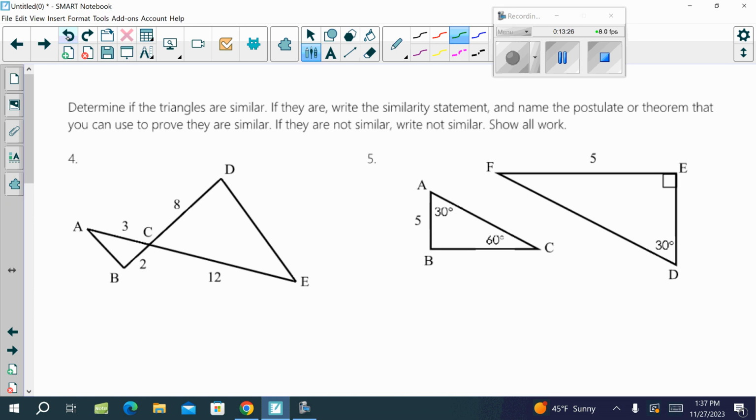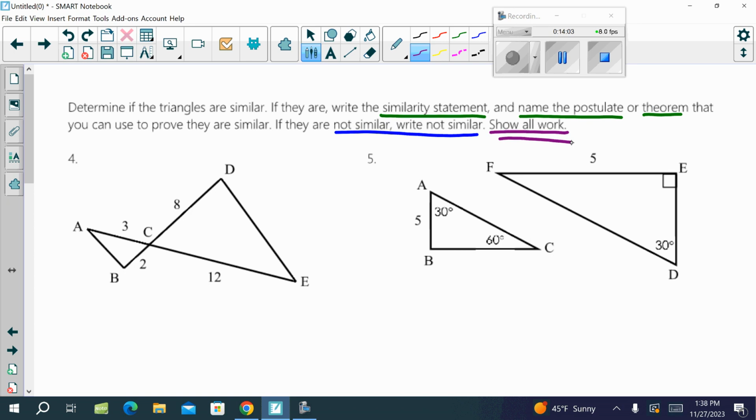All right, the question says, determine if the triangles are similar. If they are, let's underline, because it's telling us what to do. If the triangles are similar, we need to write a similarity statement, name the postulate or theorem, and if they are not similar, we just need to write not similar. Okay, and then the most important piece is show your work.